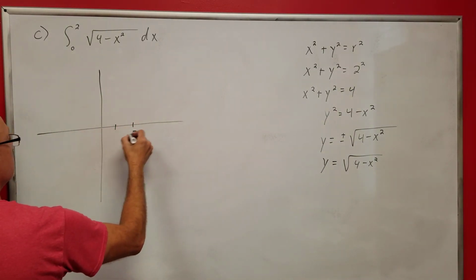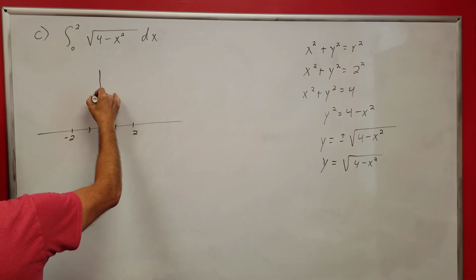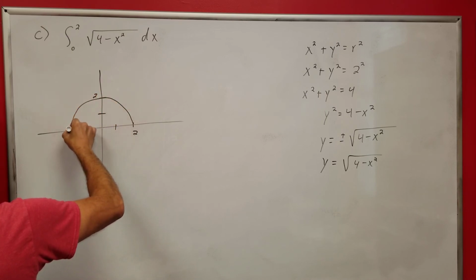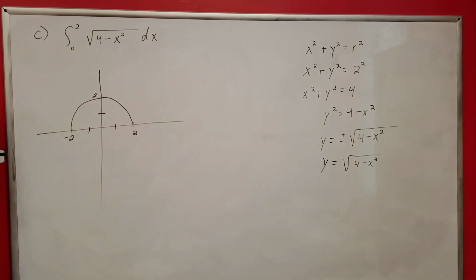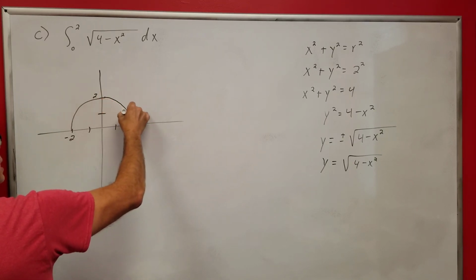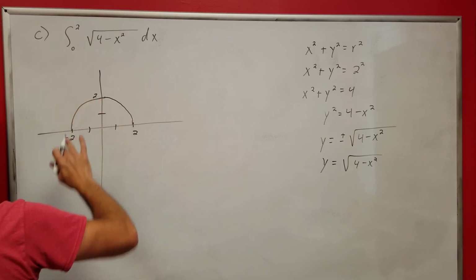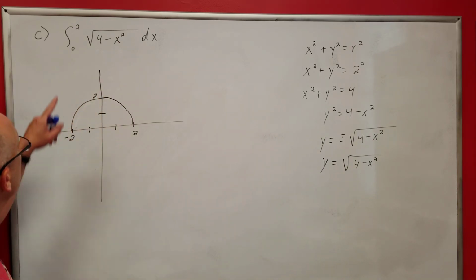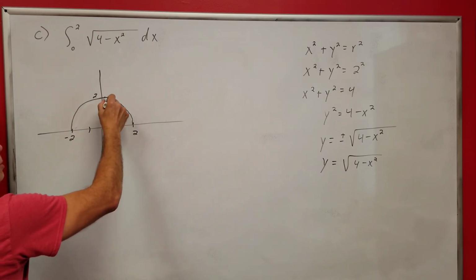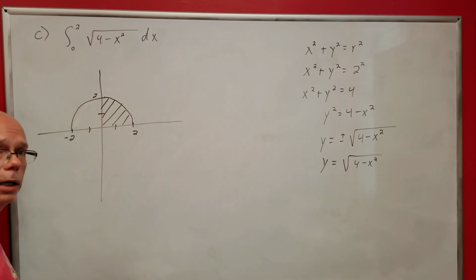1, 2. And the top half of it is that positive square root that we're looking at. All right, so what are we doing here? We're trying to find the area. Well, not that area. We're trying to find the area under this curve between what? 0 and 2. Between an x value of 0 and 2. So I'm looking for this area right here.